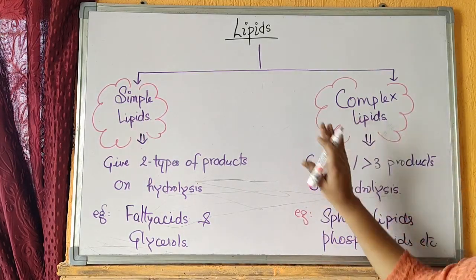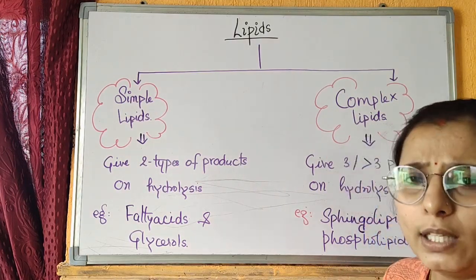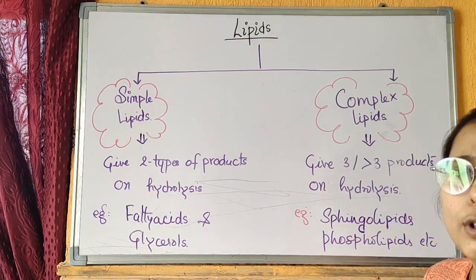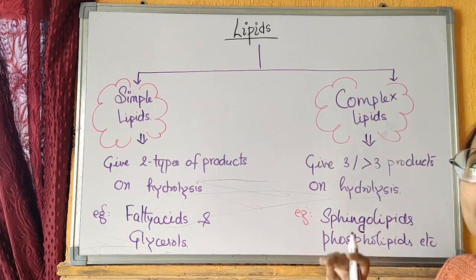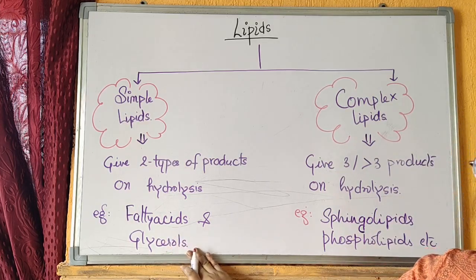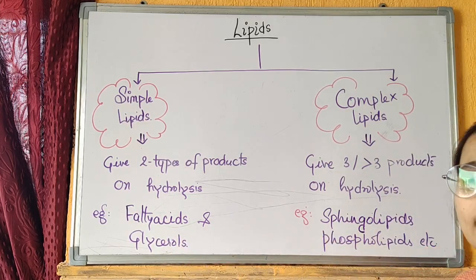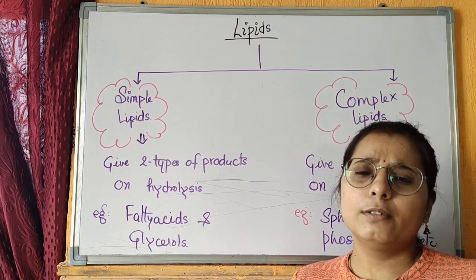The second type is complex lipid. Complex lipids, after hydrolysis or the lysis by the water molecule, give three or more than three products, and it includes the rest of the lipids except fatty acid and glycerol. It includes phospholipid, sphingolipid, and other types of complex lipid which we will study in a later topic.